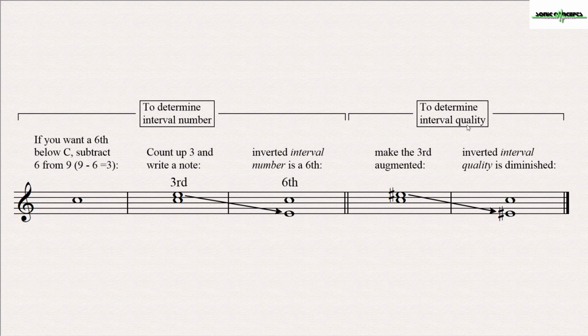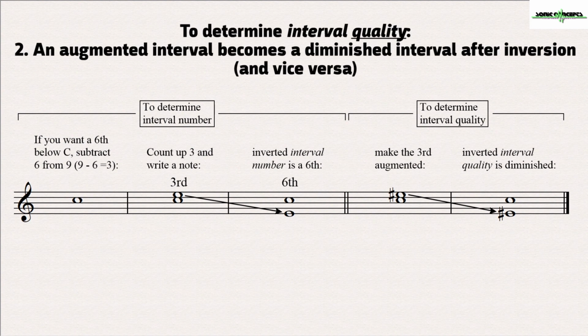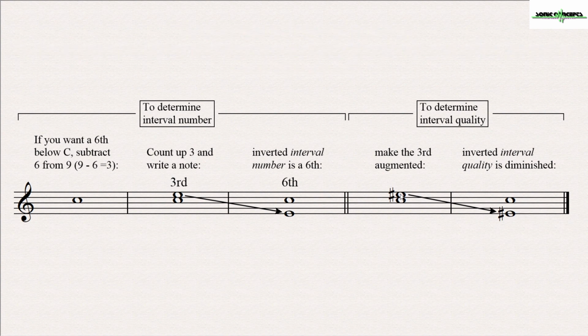Next, we need to achieve the interval quality of a diminished sixth below C. According to the 4 inversion rules regarding interval quality, augmented intervals become diminished and diminished intervals become augmented when inverted. Since an augmented interval becomes a diminished interval when the top note is moved down one octave, or in other words, inverted, add a sharp to E to make it an augmented third. Now move that E sharp down one octave, which is the E sharp below C, and it becomes a diminished sixth below C. Since we desire a diminished interval quality below C, we need to create an augmented interval quality above C before inverting the interval.